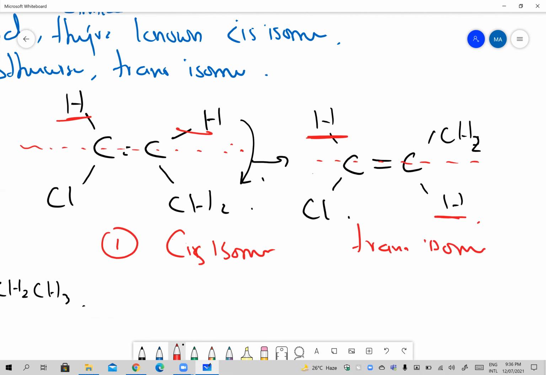For a cis isomer, the two similar atoms must face the same side. For a trans isomer, the two similar atoms must face different sides. The two hydrogens here are facing different sides, whereas in a cis isomer, the two hydrogens here are facing the same side. All right.